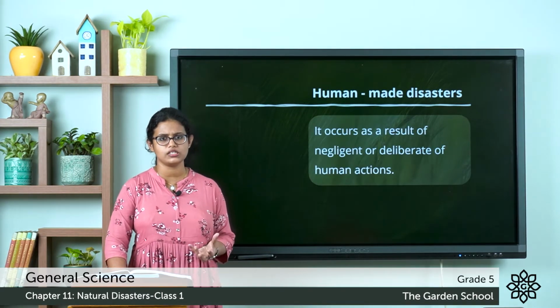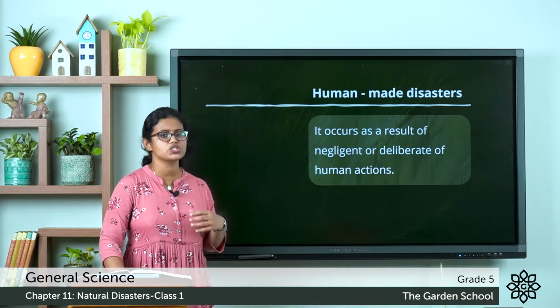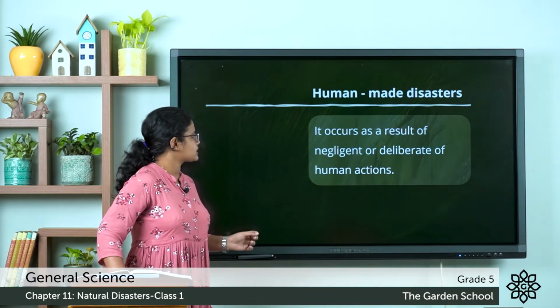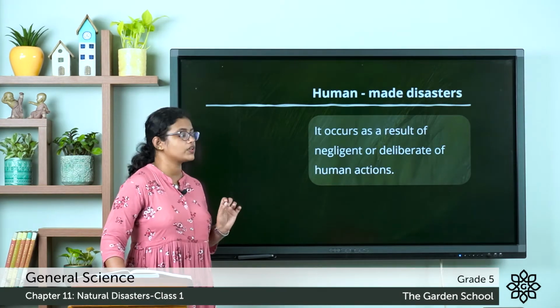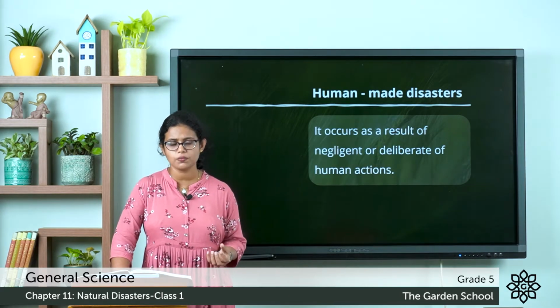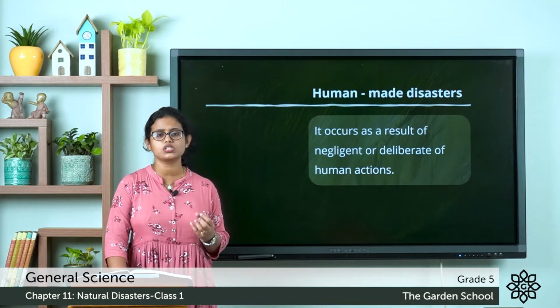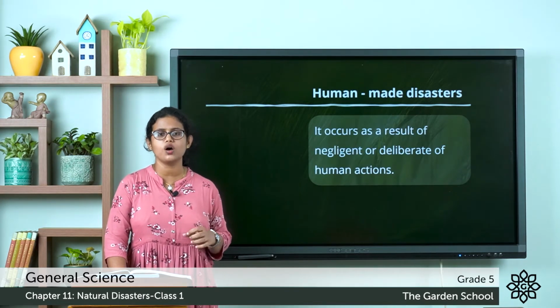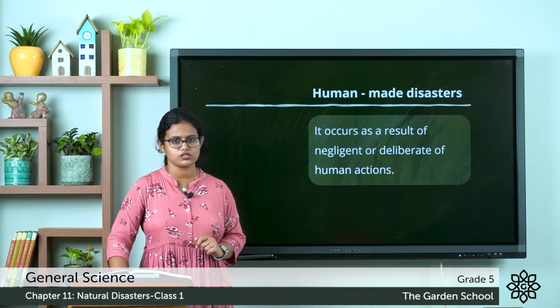So what is a human-made disaster? The word itself says, it is made by humans, caused by humans. It occurs as a result of negligent or deliberate human actions. So we can say it is an event caused by human actions or inaction. It is a hazard caused by human actions or inactions. That is called a human-made disaster.